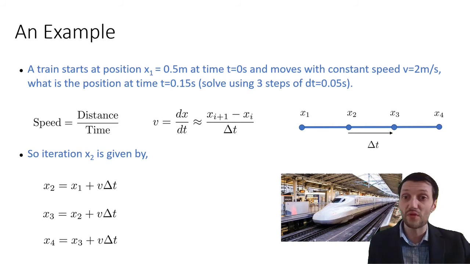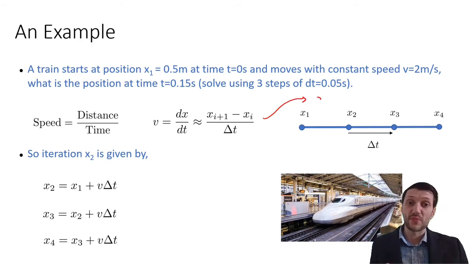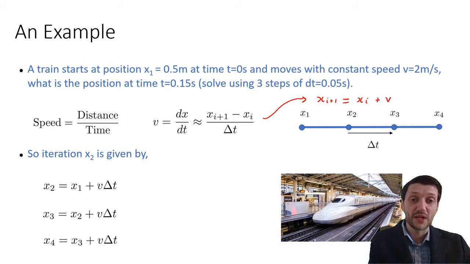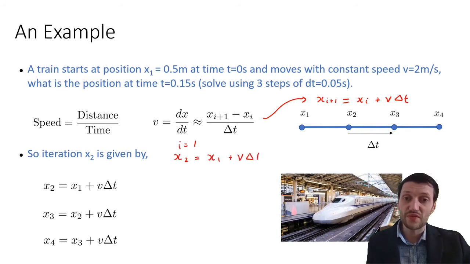Okay, so the trick's the same as before. We take velocity is equal to dx/dt, and we would just replace that derivative by x at i plus 1 minus x at i, divided by delta t. And then we rearrange that. So we can get the value of x at i plus 1 from the value of x at i plus the velocity times delta t. And this then means that for a given value of i, let's say we put in a value of 1, we can get a value of x2 from the value at x1.